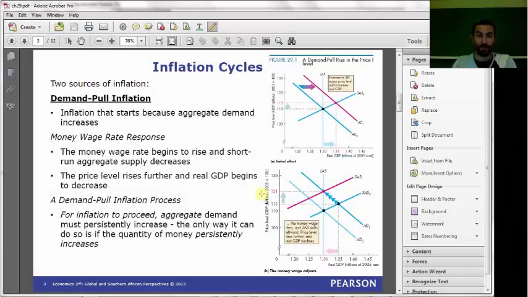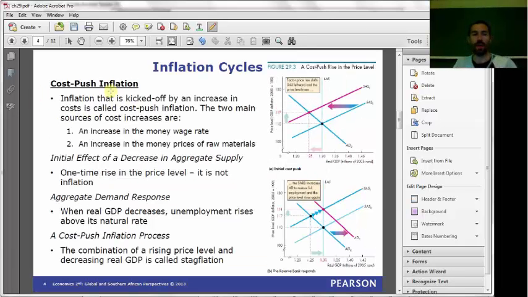So, introducing something called an inflation cycle, and we're going to talk about two different types of inflation and related inflation cycles. And those are, number one, demand pull inflation, and then number two, cost push inflation.